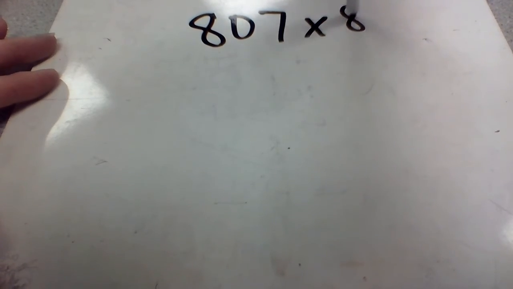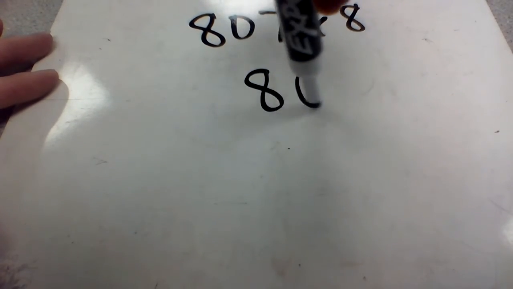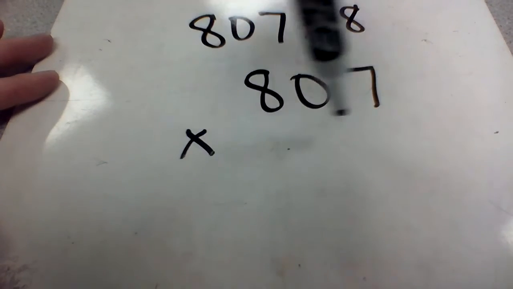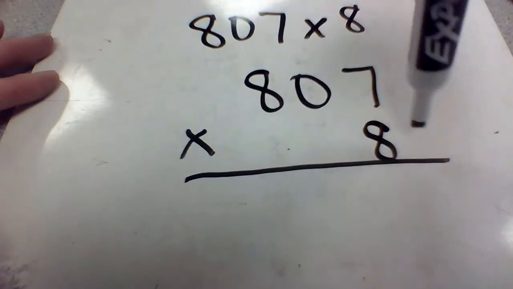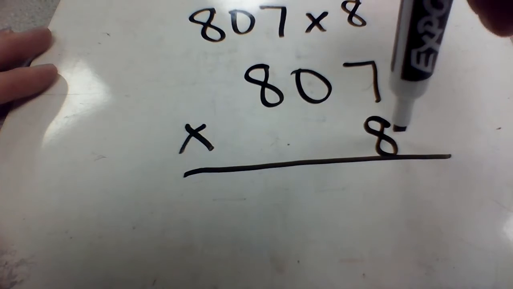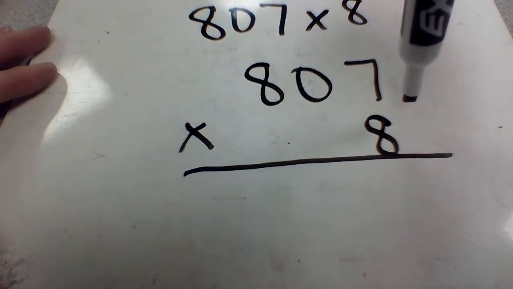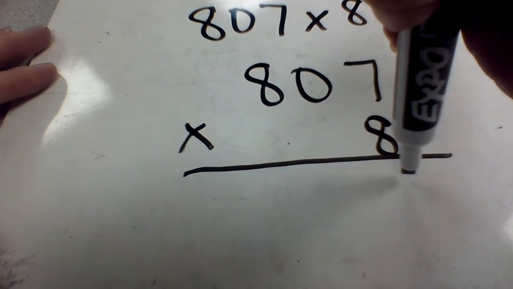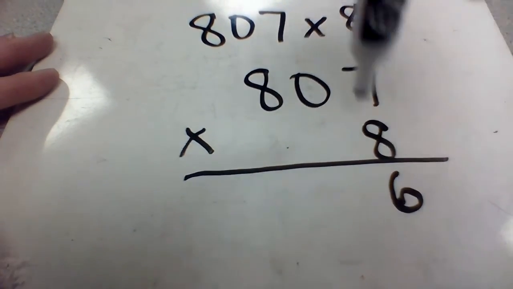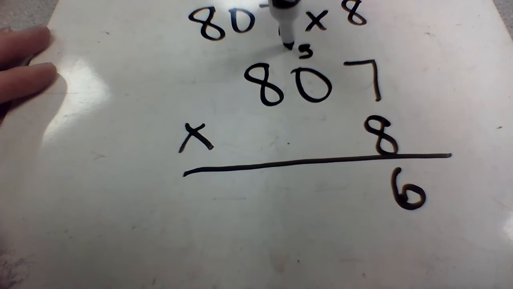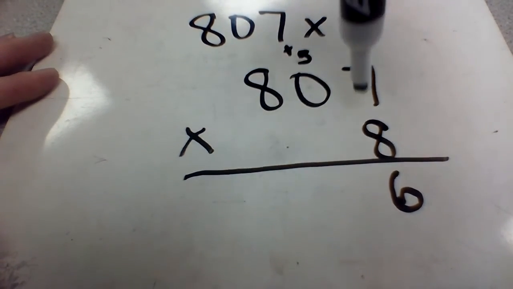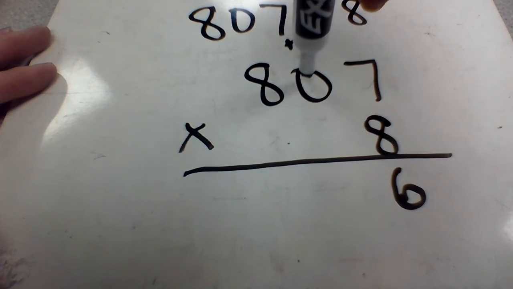Now let's try one that has a 0 in it. 807 times 8. So we're going to stack them. Start multiplying in our ones place. 8 times 7. Well, what comes before 7, 8? 5, 6, 7, 8. So 8 times 7 is 56. I put the 6. I have to carry my 5 over to add in. That says plus 5.